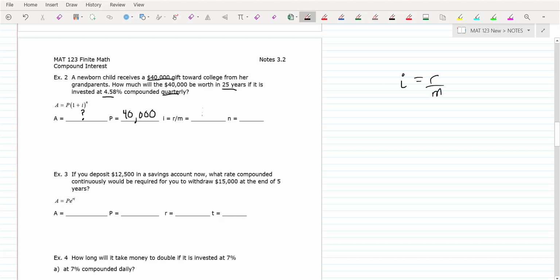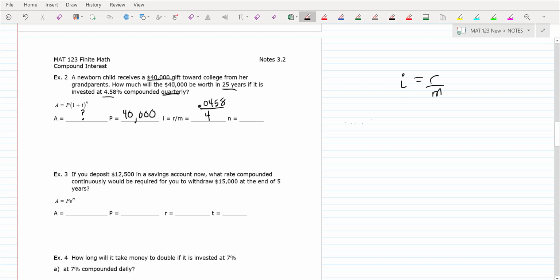All right, so you have to move the decimal back 2 places to get 0.0458. Now, what's quarterly? That's 4. So we divide by 4. That's what goes there, because of the quarterly. So it's always the rate divided by the number of times you compound interest.